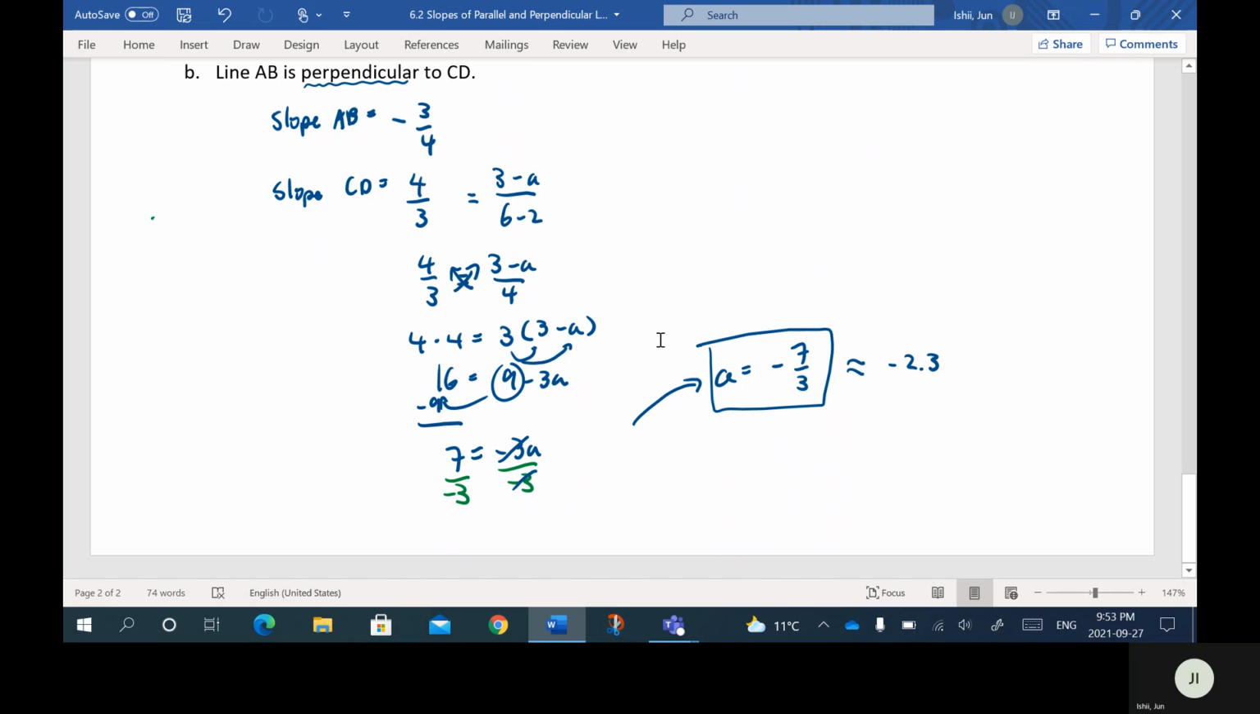All right, guys. Cool. So that is parallel and perpendicular.